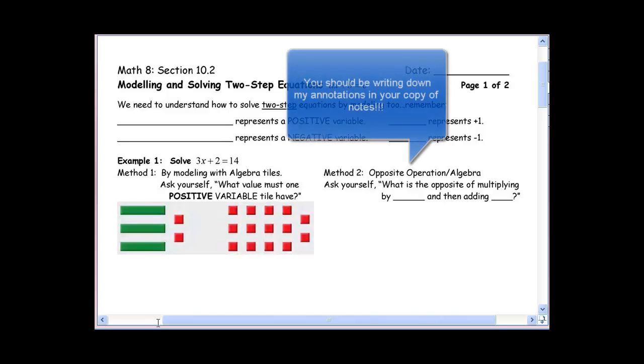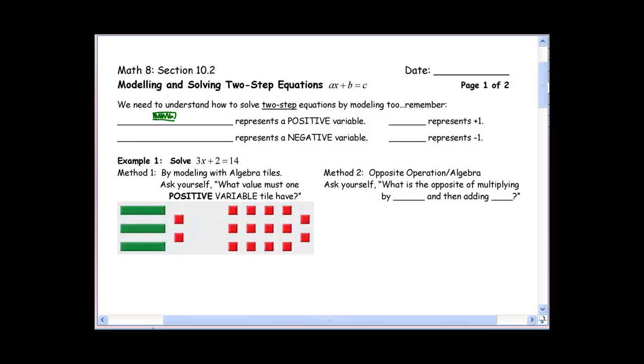A positive variable is represented by a solid rod. And then a positive number is represented by a solid little square. A negative variable is represented by a hollow or unshaded rod. And the -1, of course, is once again an unshaded square. So let's take a look at these types of equations now.